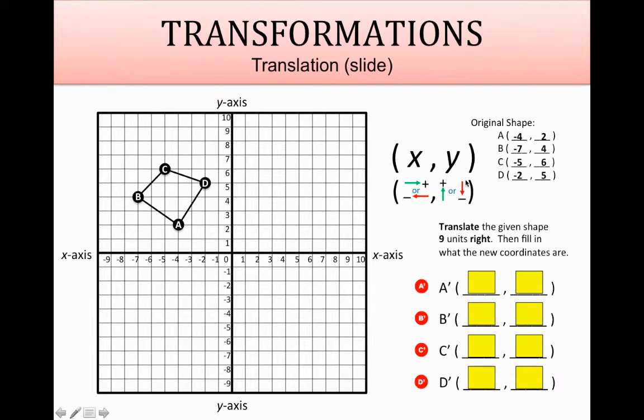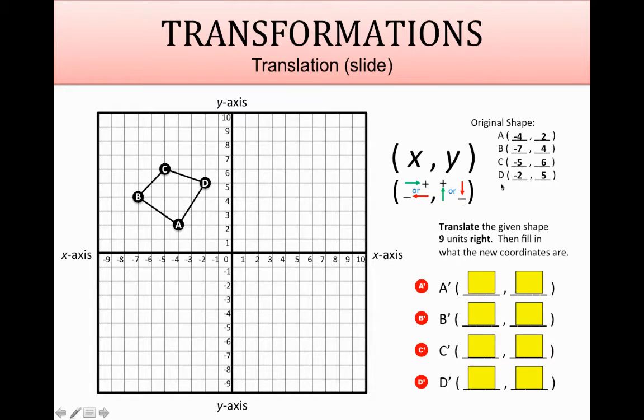Coordinates are always written as x, y. So -4 would be the x, 2 would be the y. The x, or the first number, if it's a positive number, you're going to move it that many times to the right. If it's a negative number, you're going to move it that many times to the left. And if y is a positive number, you're going to move it that many times up. And if it's a negative number, that many times down.